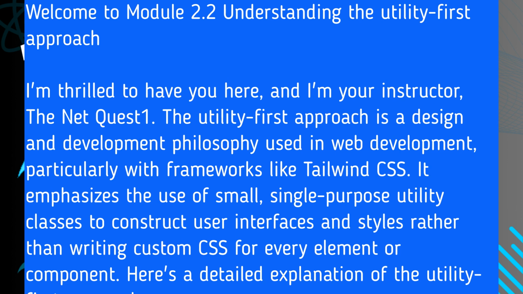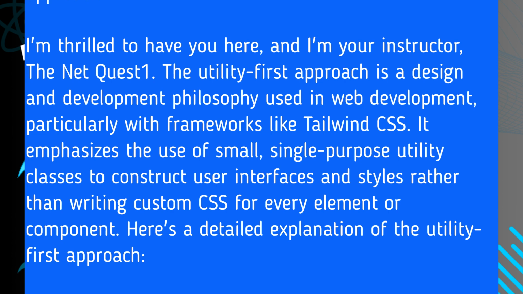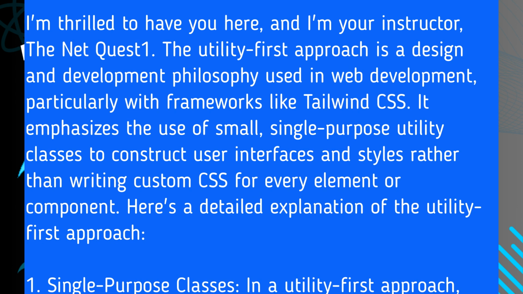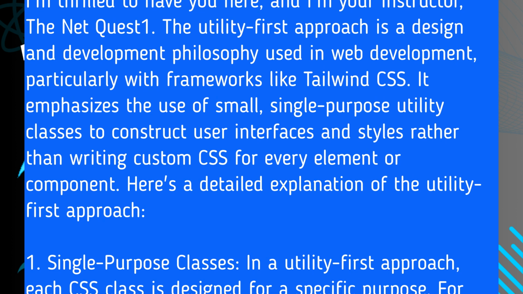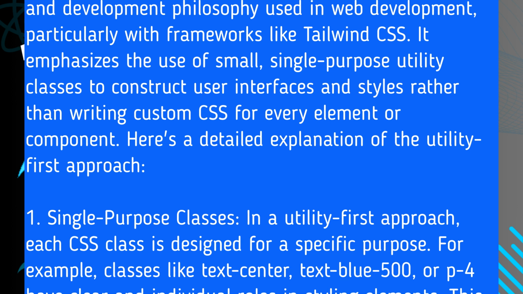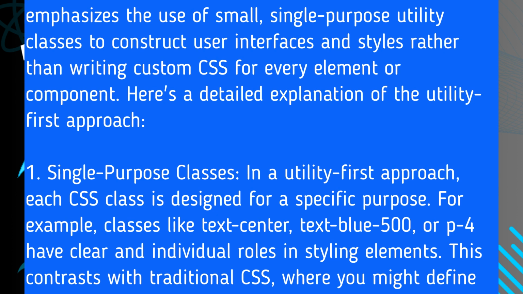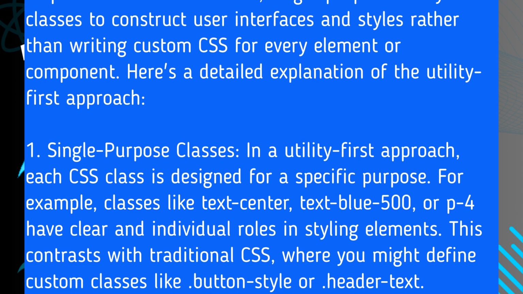1. Single-purpose classes. In a utility-first approach, each CSS class is designed for a specific purpose. For example, classes like text-center, text-blue-500, or p-4 have clear and individual roles in styling elements. This contrasts with traditional CSS, where you might define custom classes like button-style or header-text.